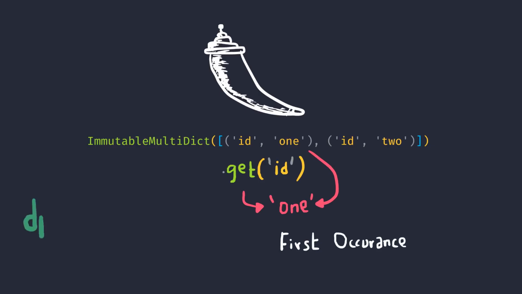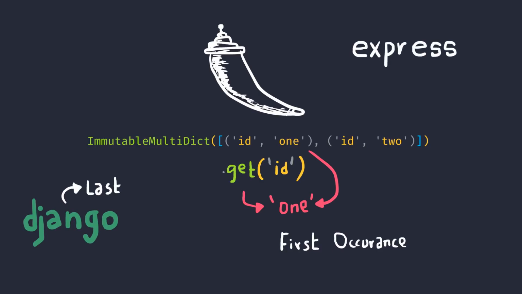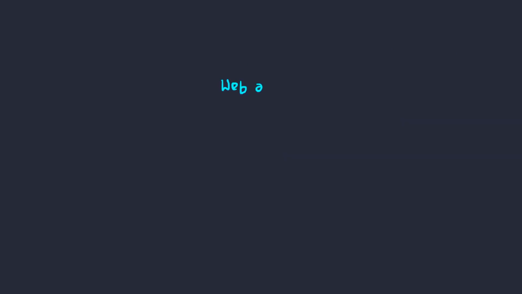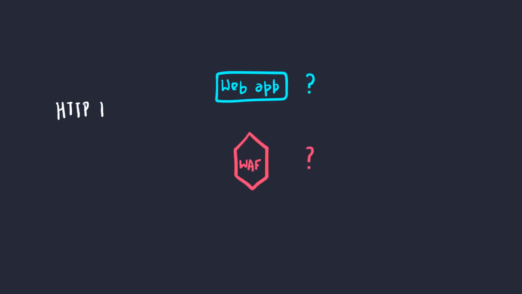And if it was Django, it's the other way around. It actually creates a query dictionary and uses the last occurrence. And if it was the Express framework running on Node, it would be an array of all the values that you provide. But coming back to the example, our goal is to bypass this web application firewall, which is blocking us out. So to do that, we need to understand how the web application works and also how the web application firewall works in terms of HTTP parameter parsing. If there's a difference between them, we could easily bypass it.